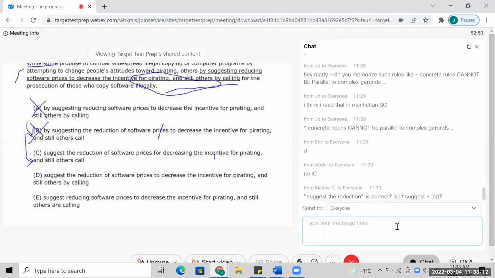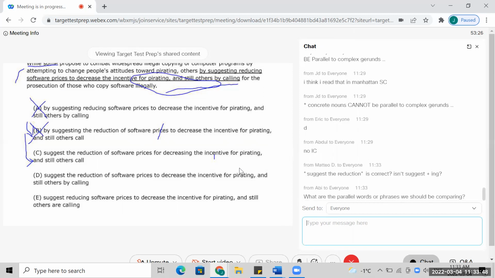Notice what happened here. We had a clause, while some do X, others suggest this. So our second clause, right? And still others by calling. Wait a minute, is this a clause? No. So let's carry this over. While some propose to combat widespread illegal copying, others suggest. While some propose, others suggest. Okay, that's good. And then let's do our and still others. So wait a minute. Others suggest the reduction, and others by calling. So suggest carries over to by calling? No.